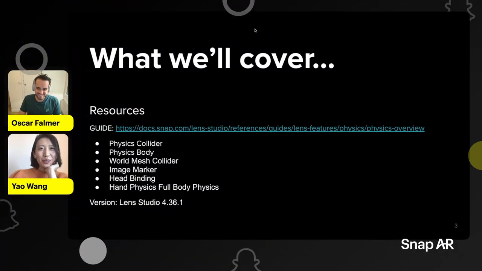So what are we going to cover today? Today we can't cover everything about physics because we just have so many features, but we can definitely show you how physics can make your lens more fun, interactive, and advanced. I'm going to show you some of the basic features like collider, body, and world mesh collider, image marker, and height bending, hand physics, and full body physics.